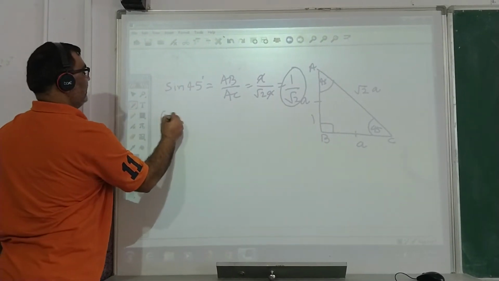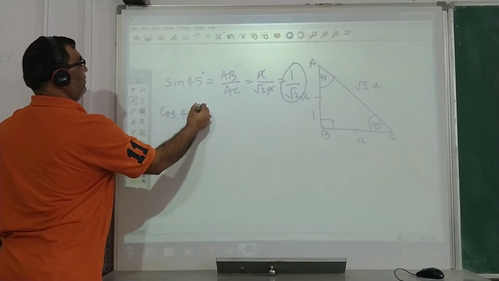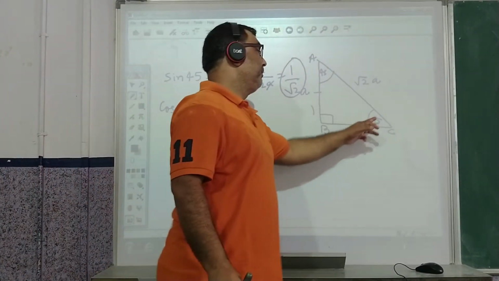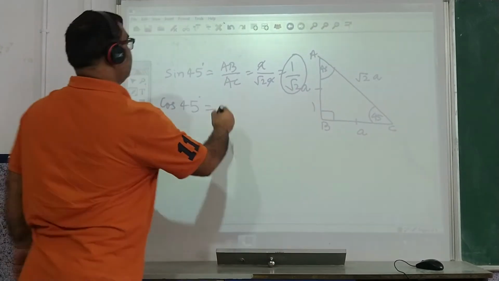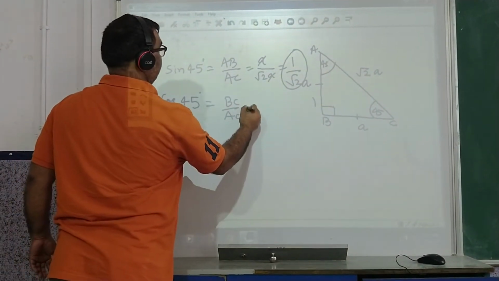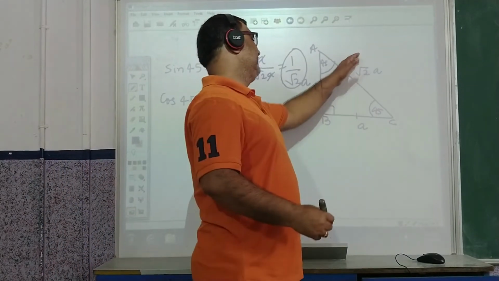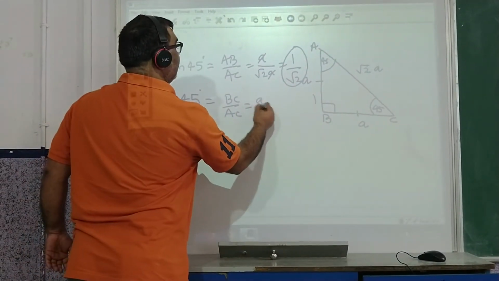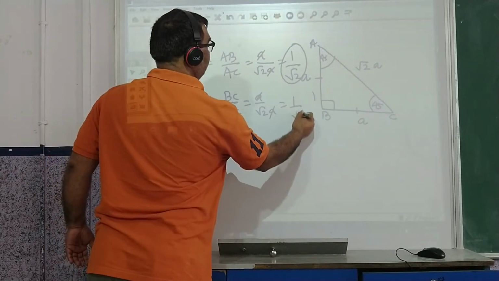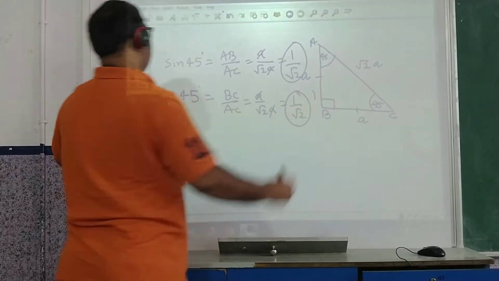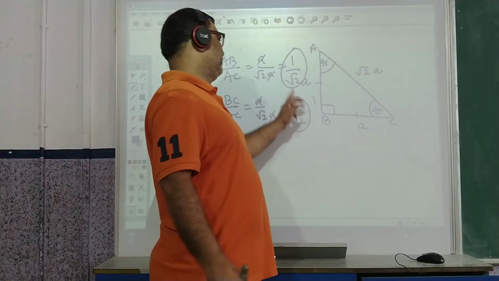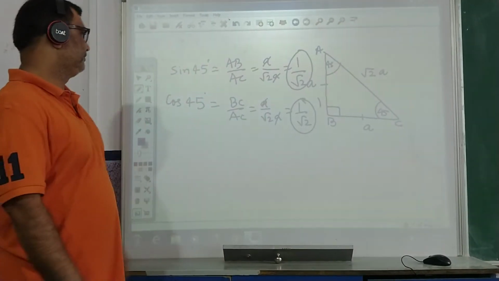Next, cos 45. Cos is equal to B by H. So write BC by AC. Again A by root 2A. A cancel, so once again 1 by root 2. So the value for sine 45 and the value for cos 45 are 1 by root 2, 1 by root 2.